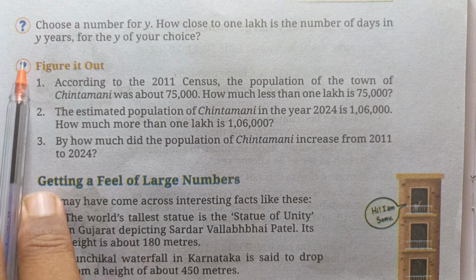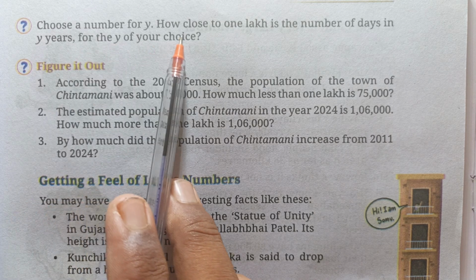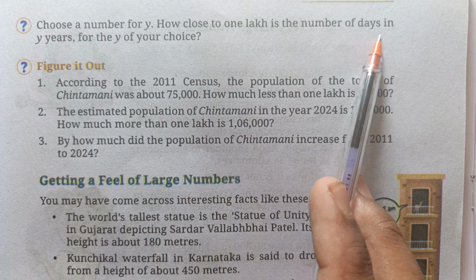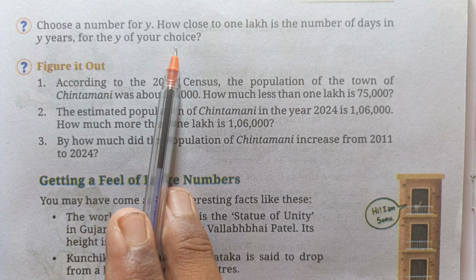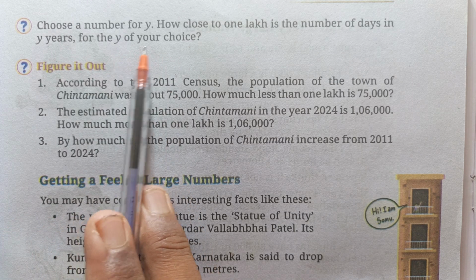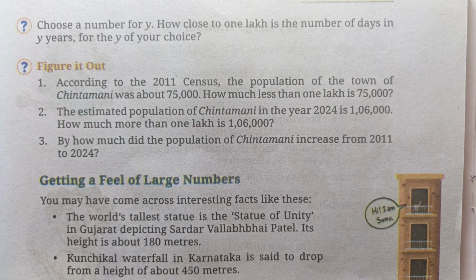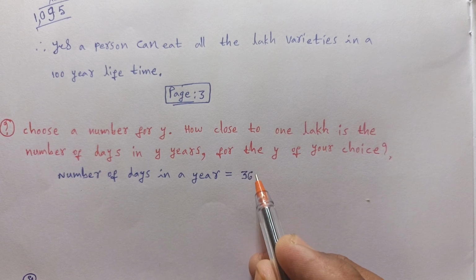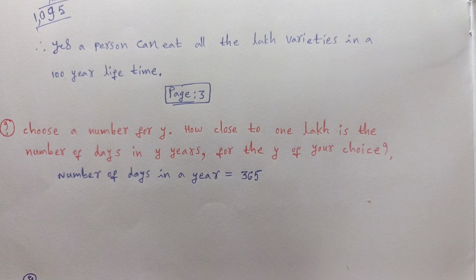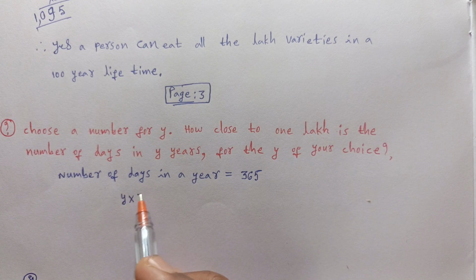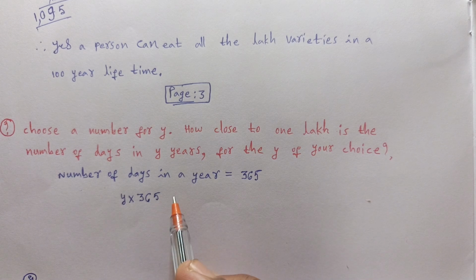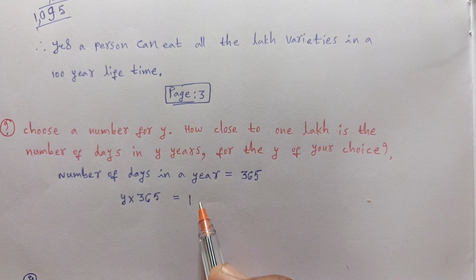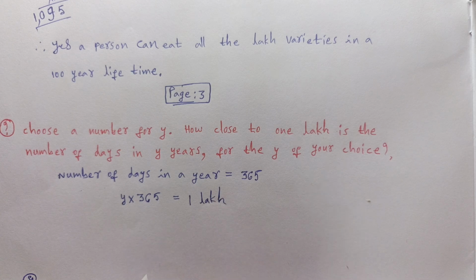So on page number 3 they gave one more question mark. Choose a number for y. How close to 1 lakh is the number of days in y years, for the y of your choice? Here you can select y of your choice. So the number of days in a year is 365 days. So the question asked is, if you multiply y with 365, you should get 1 lakh. So here y can be anyone.